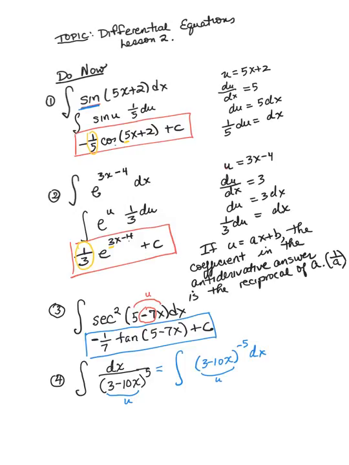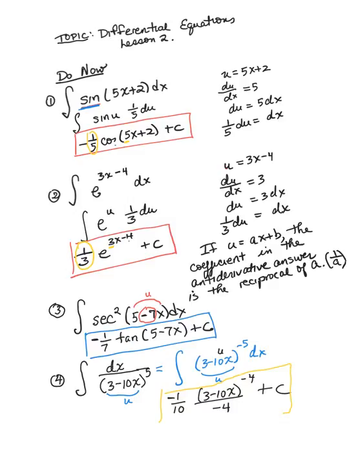So the coefficient of our answer is the reciprocal of negative 10, which is negative 1/10. The antiderivative of u to the negative 5 is u to the negative 4 divided by negative 4 when we add 1 to the exponent, plus c. And that is our answer for the next problem.